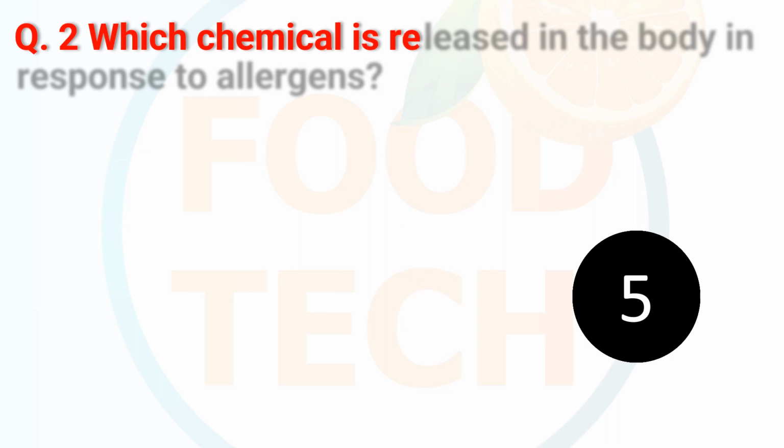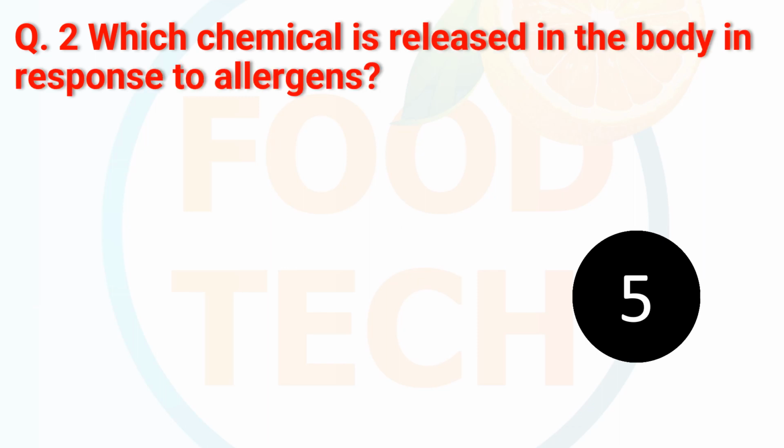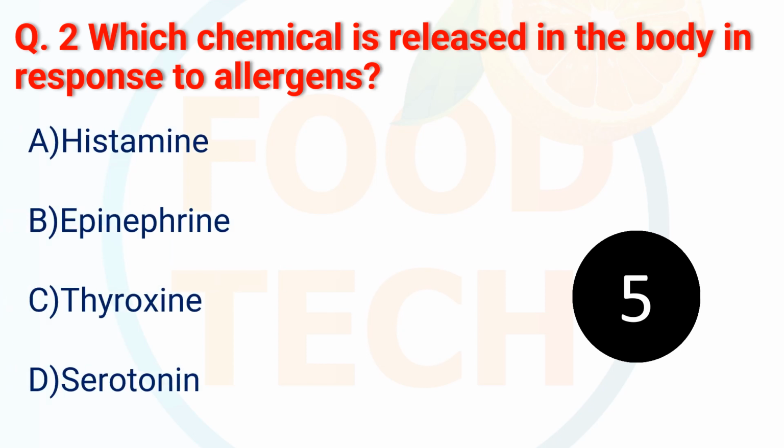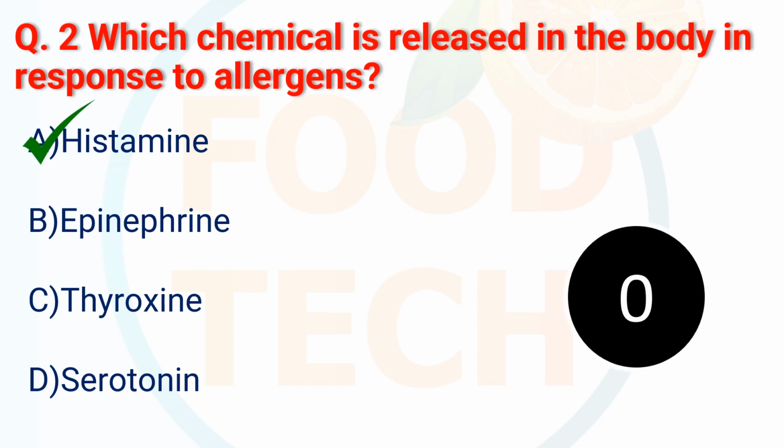Question 2. Which chemical is released in the body in response to allergen? A. Histamine, B. Epinephrine, C. Thyroxine, D. Serotonin. The answer is A. Histamine.